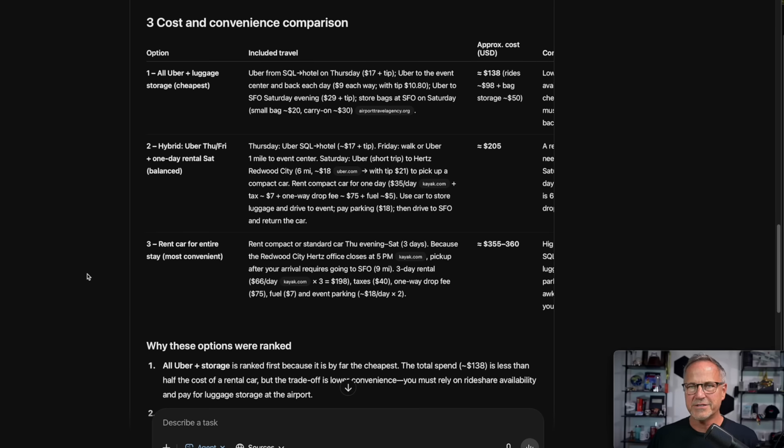And then finally we get to the ranked ordered list, so it suggests all Uber plus luggage storage as the cheapest option, which is really interesting. Two is the hybrid and three is the rent car for the entire stay, most convenient. So unfortunately, there's a formatting issue with the page, so a little strike. I won't count that against the agent, but I will say that that is unfortunate because I can't see it. So I'll use pages to demonstrate what its notes are over here. But anyway, that's really interesting.